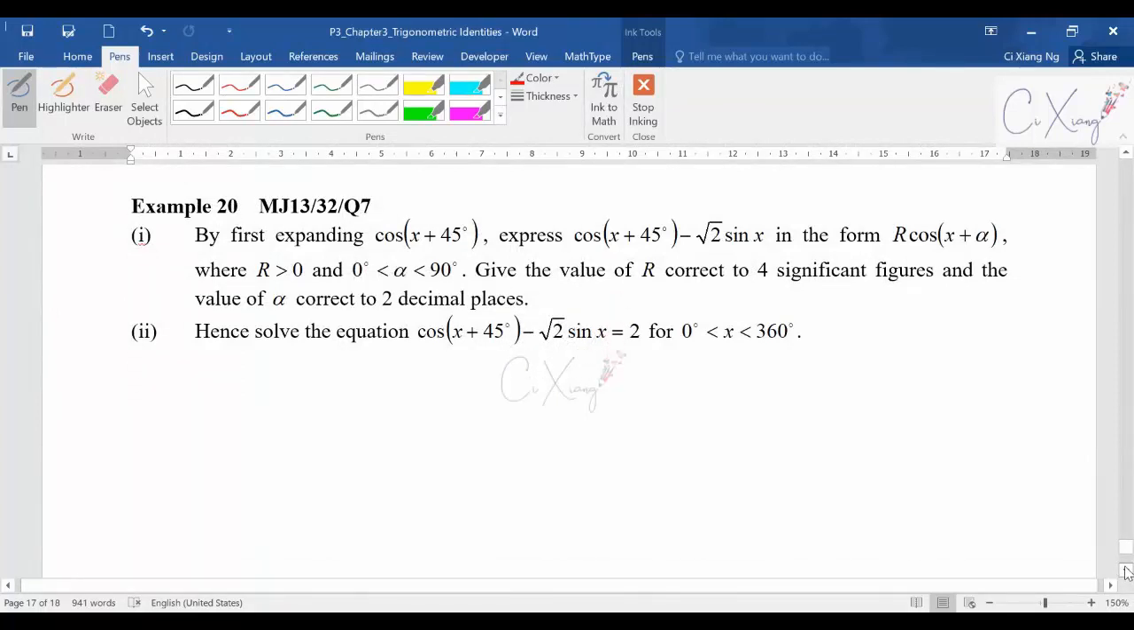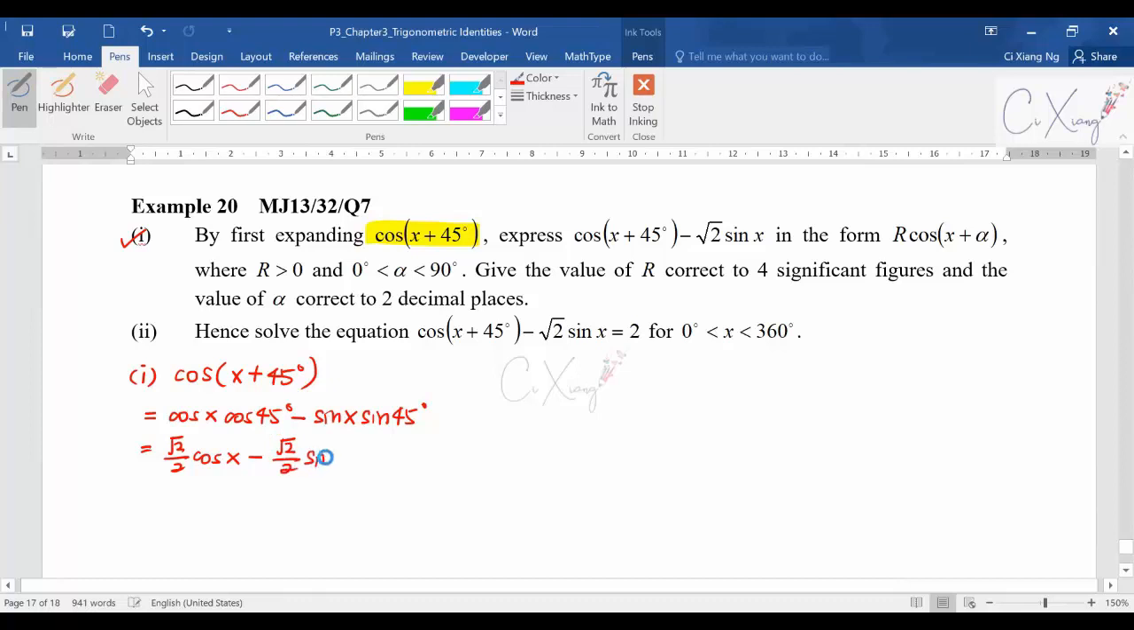So, the first part. How to solve the first part? It is a bit complicated, but actually it is not hard. First they want you to expand this one, so you just follow the instruction first. Expand cos of x plus 45 degrees. When you expand cos(x + 45), you have cos x cos 45 minus sine x sine 45. What's the value for cos 45? Square root 2 over 2, and then you have cos x here. What's the sine 45? Square root 2 over 2 sine x.